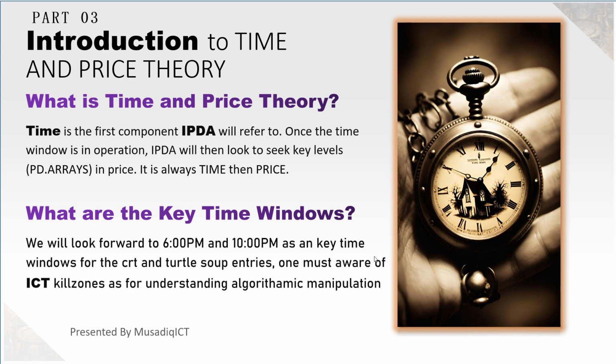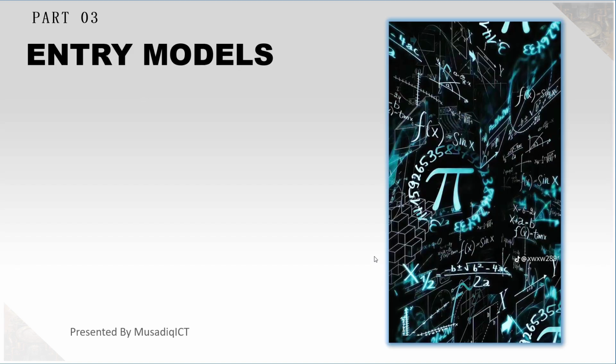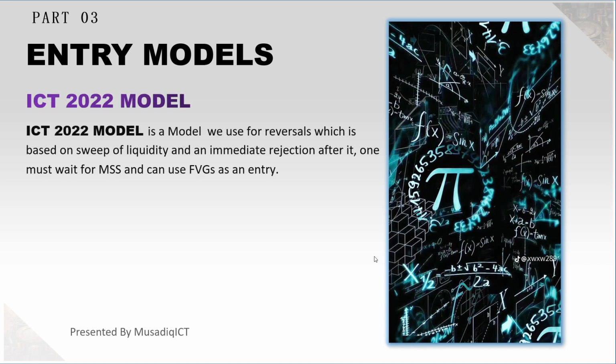Or in this model. Now we'll be talking about the entry models, which are compulsory in this model. Entry models, part 3: the ICT 2022 model, which is a model based on reversals, based on the sweep of liquidity and an immediate reaction after it. One must wait for a market structure shift and can use a fair value gap as an entry. In the 2022 model, we'll be looking for fair value gaps after a structure shift, and we can also look for SMT divergence for high probability reversals, and then use the 2022 model.